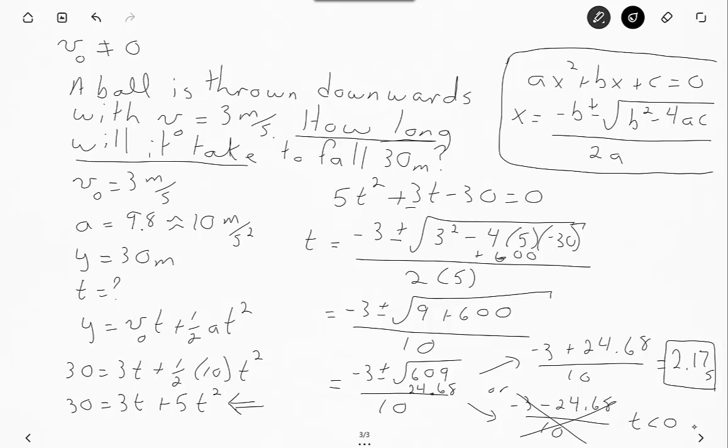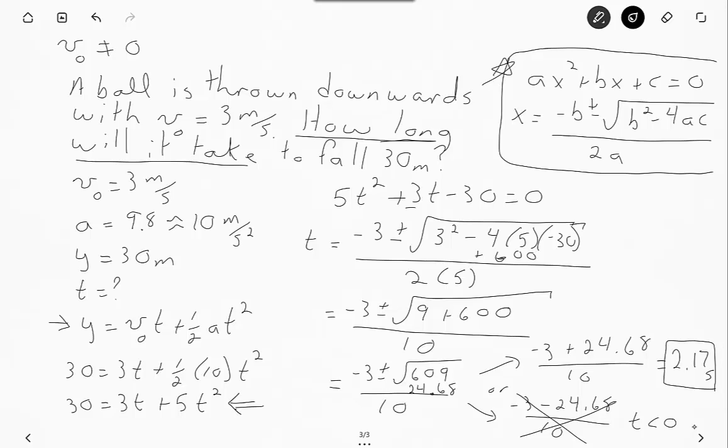Okay, so again, one more time. We've thrown a ball downwards. It has an initial velocity. It has a gravitational acceleration of 10. We want to know how long it's going to take to go 30 meters. We start with our y equation. We plug in our numbers, and then we have to use our quadratic equation here to solve it.